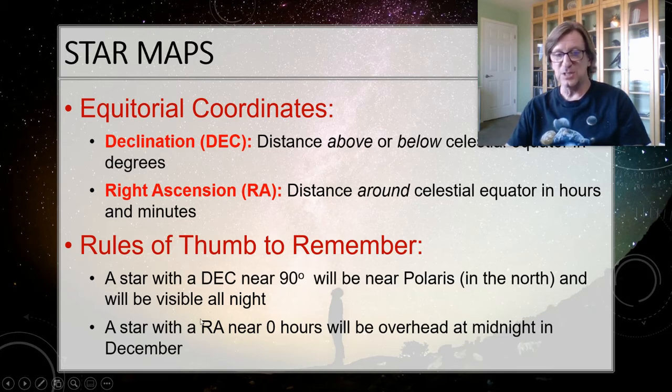The right ascension tells me when it's going to be visible. If the right ascension on the star map is around 0 hours, then we know it's going to be overhead at midnight in December. If it's closer to 12 hours, it's going to be overhead at midnight in the summertime. So we pretty much usually only talk about summertime and wintertime constellations.